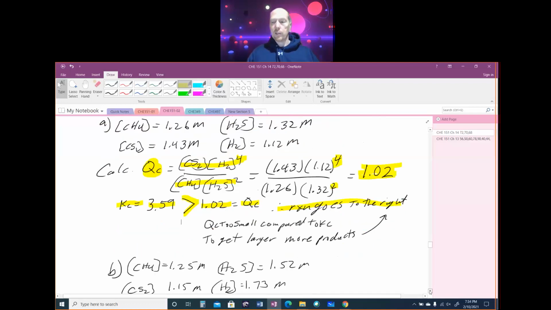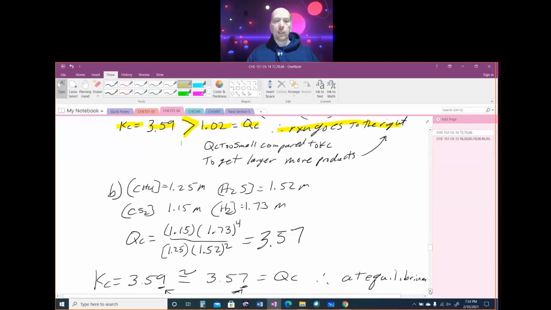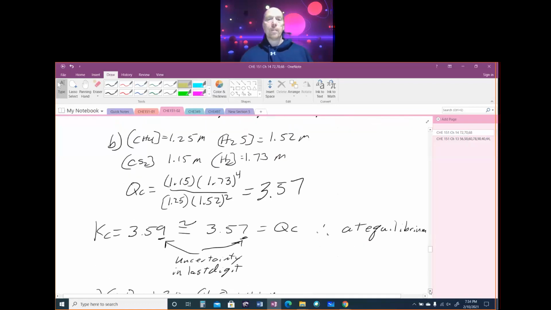The next one is put in the exact same thing. So we give different initial concentrations, and we calculate our Qc. This time, we get 3.57. So when we compare the Kc of 3.59 to the calculated with the new concentrations in here, 3.57, we realize that our last number has some uncertainty in it. And so these are essentially exactly the same, all right, within error, because the last digit has some error in it.